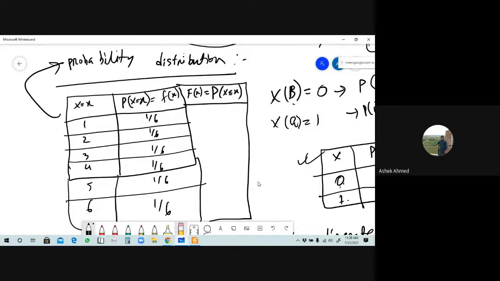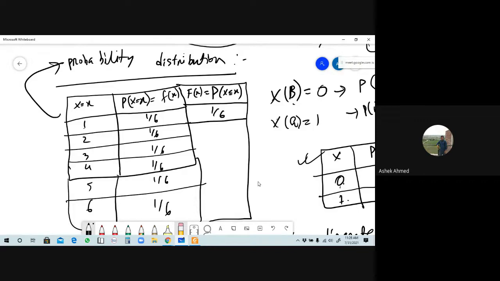Tell me the value of f of 1 when x is 1. Can you say what the value of f of 1 will be? What will be the probability of capital X less than or equal to 1? This will be 1/6. Is it right? Yes, sir.